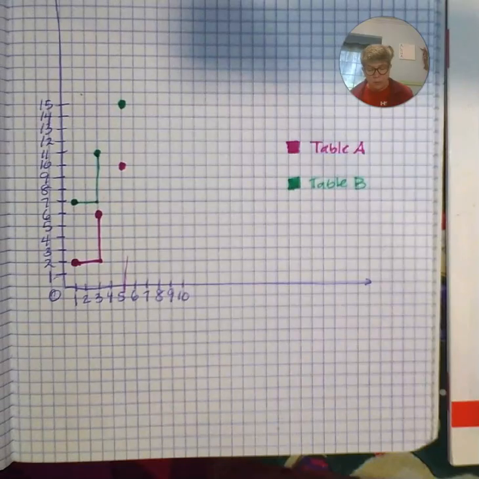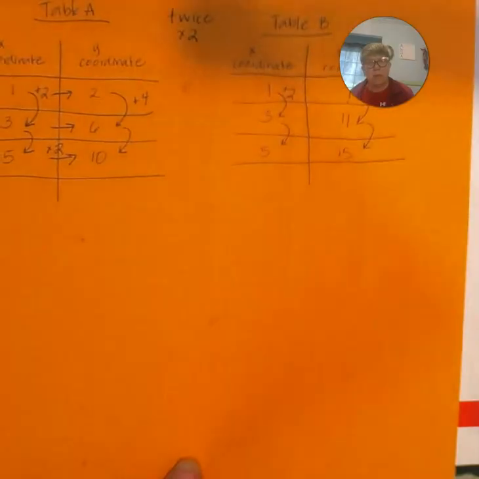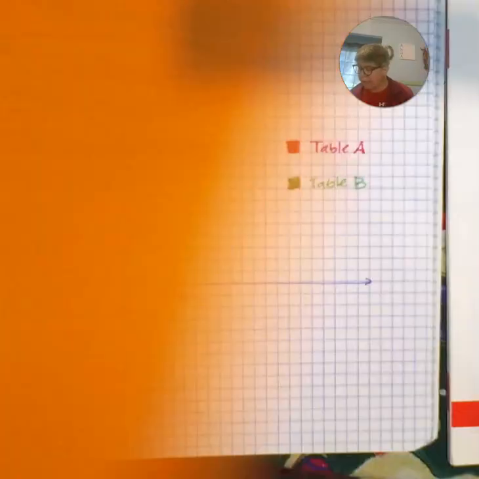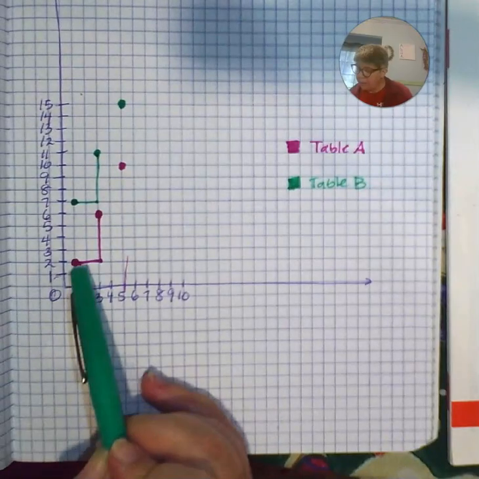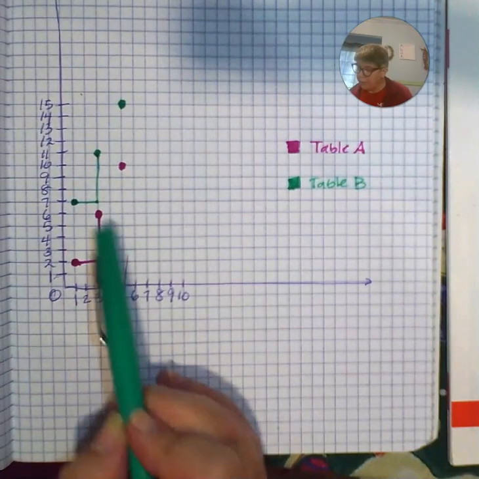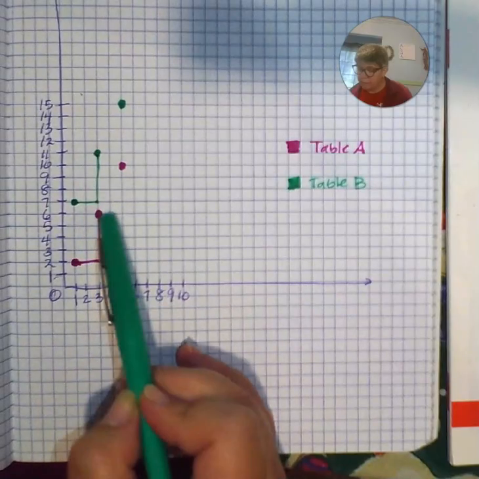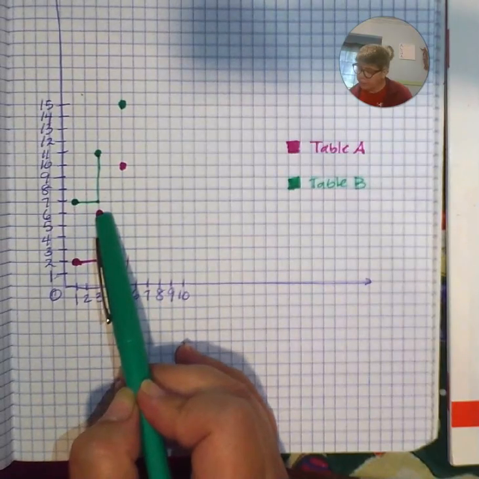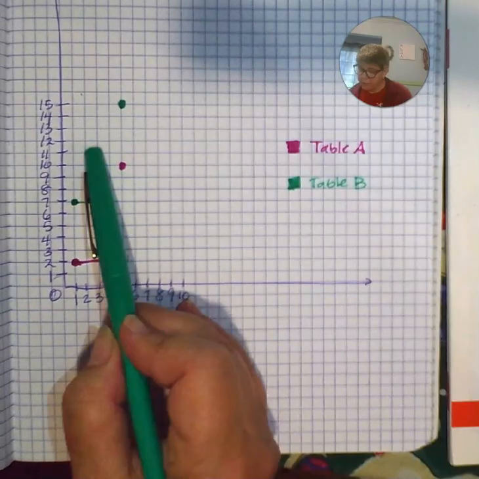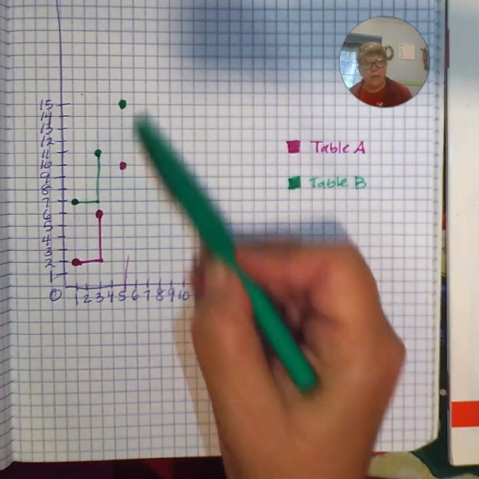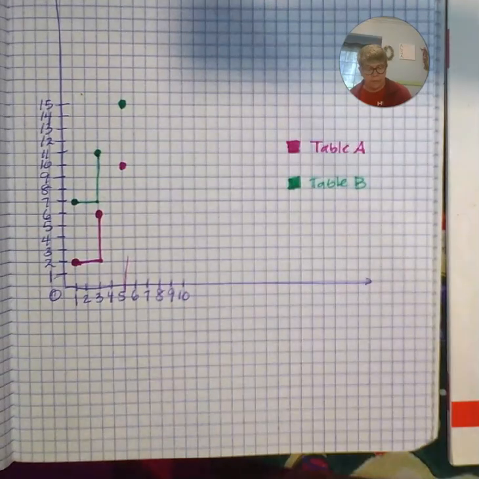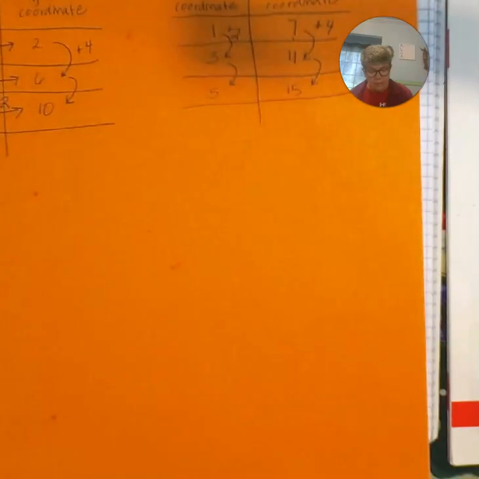And we can see the x-coordinates are the same in both tables, right? And we can see that on the graph. 1, 1, 3, 3, 3, 5, 5. You see that on the graph? Okay, that's interesting.